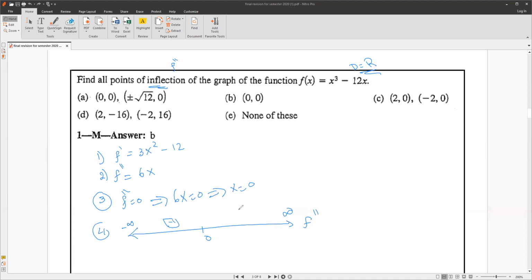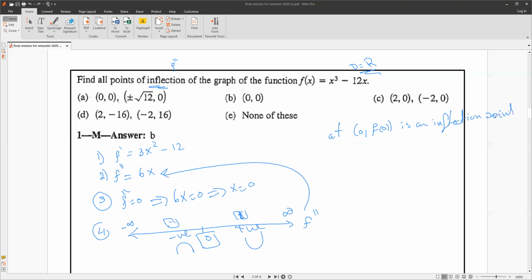I think the easier one, negative 1, it will be negative. So the function is concave downwards. At 1, positive, I have to replace here. Positive, the function is concave upwards. At 0, the function changes its concavity, the second derivative equals 0, and the function is defined at 0. So at 0 and f of 0 is an inflection point.